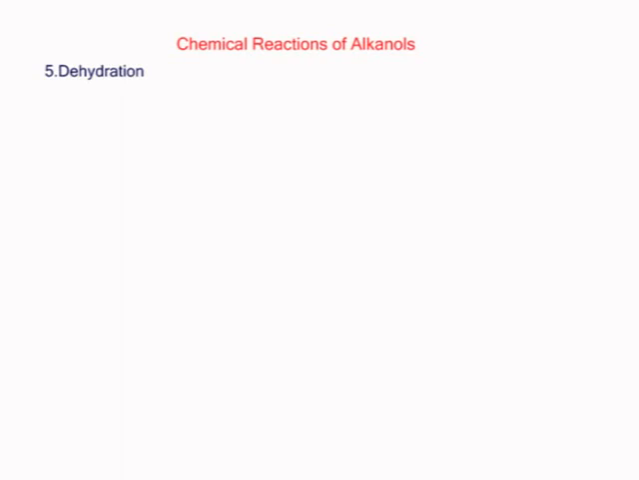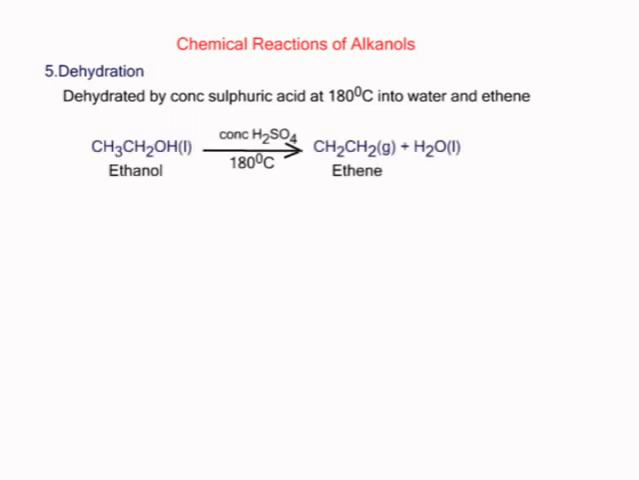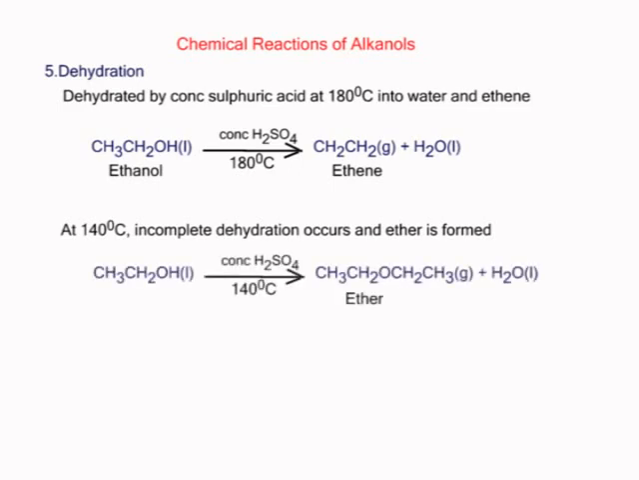Reaction of alkanols is dehydration. Now concentrated sulfuric acid reacts with ethanol at 180 degrees Celsius to form ethene and water. Now the concentrated sulfuric acid acts as a dehydrating agent, and the equation for that is shown. Now at a temperature of 140 degrees Celsius, incomplete dehydration occurs in which an ether is formed. For example, ethanol is dehydrated by concentrated sulfuric acid at 140 degrees Celsius to form an ether.